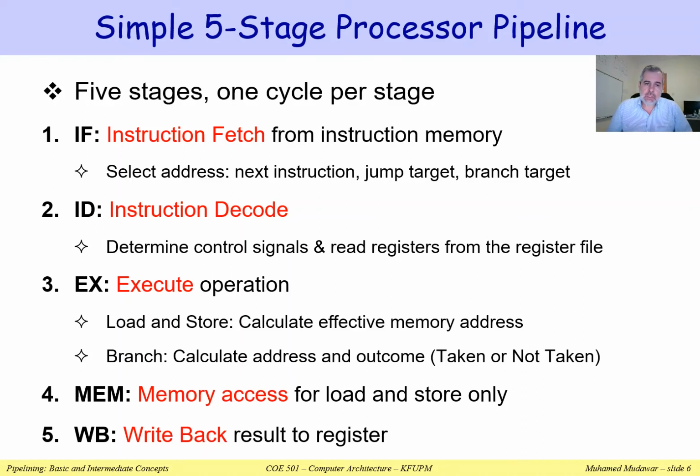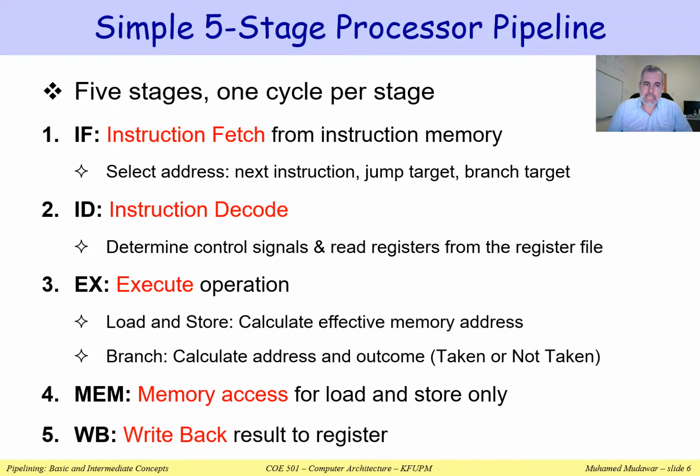The second stage is called the instruction decode stage. During this stage, we decode the instruction and determine the control signals. Here the control logic examines the opcode and the function code to generate all the control signals needed to control the execution of the instruction. At the same time, we can read registers from the register file. So we decode the instruction, generate the control signals, and in parallel, we can read 2 registers from the register file.